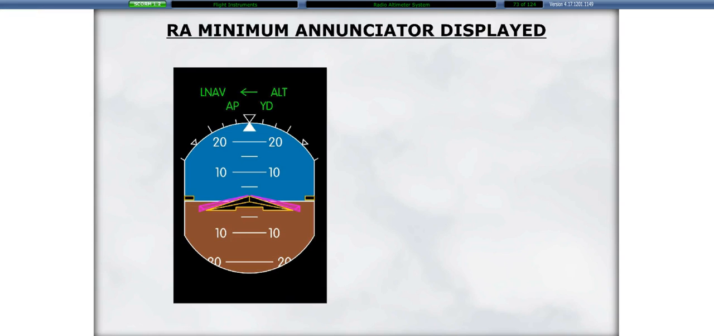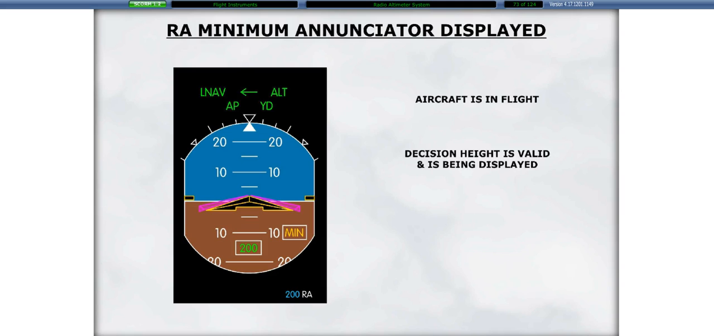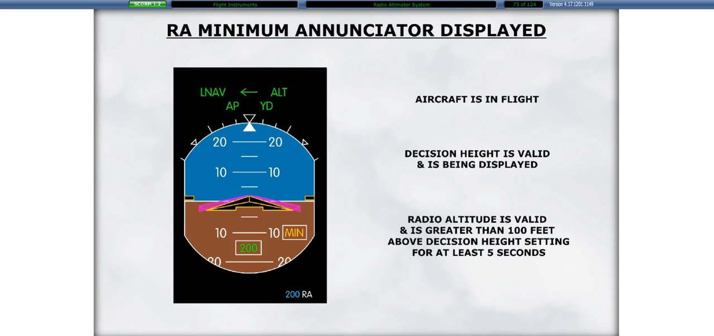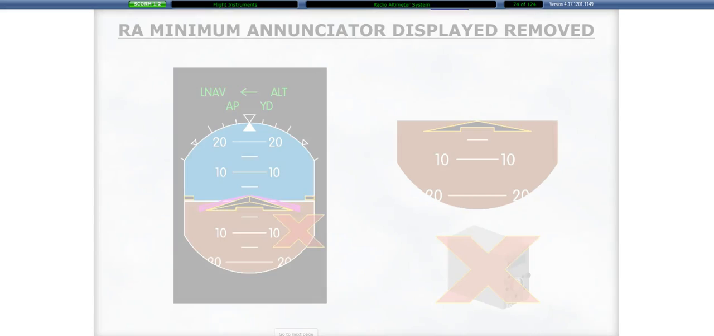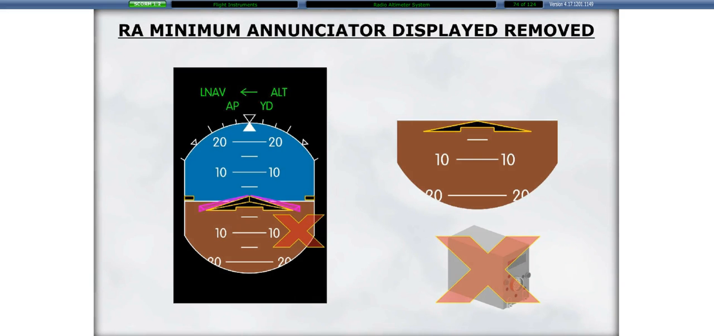The RA minimum annunciator is armed when the aircraft is in flight, a decision height is valid and is being displayed, and the radio altitude is valid and is greater than 100 feet above the decision height setting for at least 5 seconds. The RA minimum annunciator is removed from the display in the event of a radio altimeter failure.